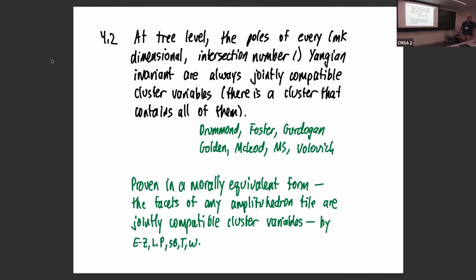There's also a tree level version of this, which is that if you look at the poles in any Yangian invariant, they will always be jointly compatible. That means there will be a cluster that contains all of them. So this was originally phrased in terms of poles of Yangian invariants, but working backwards through this set of definitions, where poles of Yangian invariants are associated to facets of the corresponding tile, I think it's fair to say that this was proven in a morally equivalent form: the facets of any Amplituhedron tile are jointly compatible cluster variables, and we'll also hear more about that.